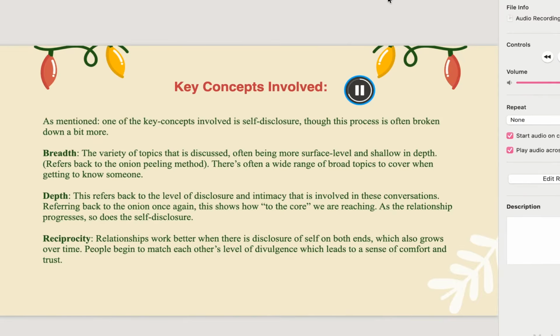And on to the next thing, reciprocity, where relationships work better when there is disclosure of self on both ends. Obviously, we know if just one person is sharing rather than both parties, the relationship is not going to advance, or at least not well. And this also grows over time. People begin to match each other's level of divulgence, which leads to a sense of comfort and trust within the relationship.